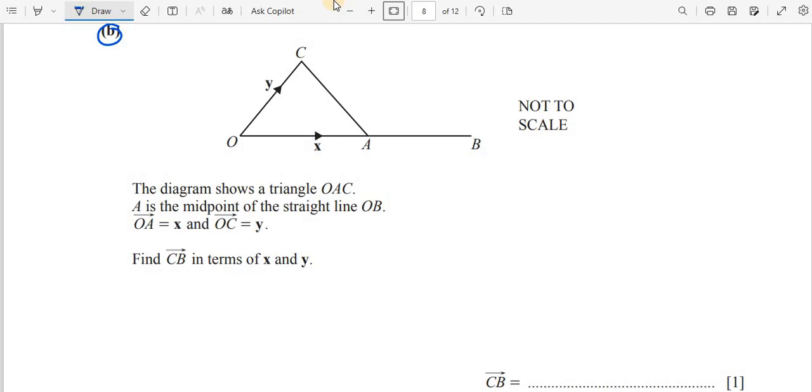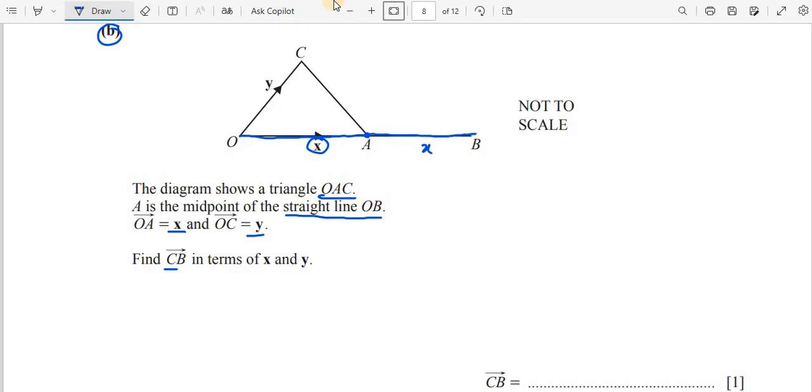Part B. This is a diagram. The diagram shows a triangle OAC, where A is the midpoint of the straight line OB. OA is equal to x and OC is equal to y. Find CB in terms of x and y. We know that this is given: A is the midpoint of line OB. So the distance from O to A is x and A to B is also x.